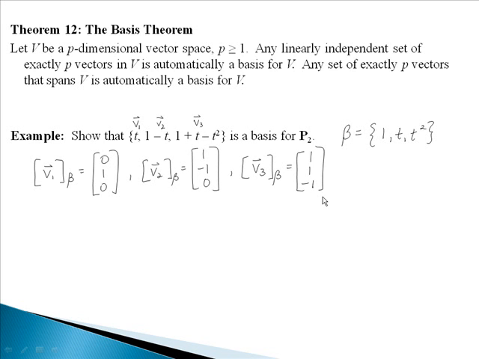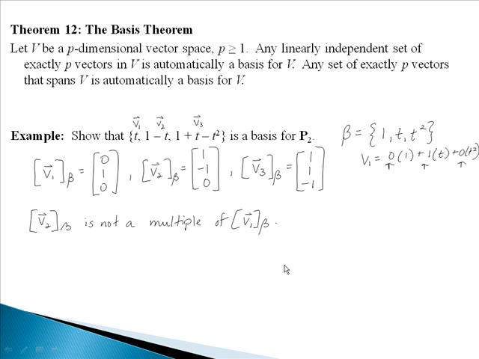And remember, we're basically trying to rewrite these as a linear combination of the standard basis. So V1 was equal to 0 times 1 plus 1 times t plus 0 times t squared. And so then these are the coefficients, and those form our coordinate vector. And we do the same thing for V2 and V3.